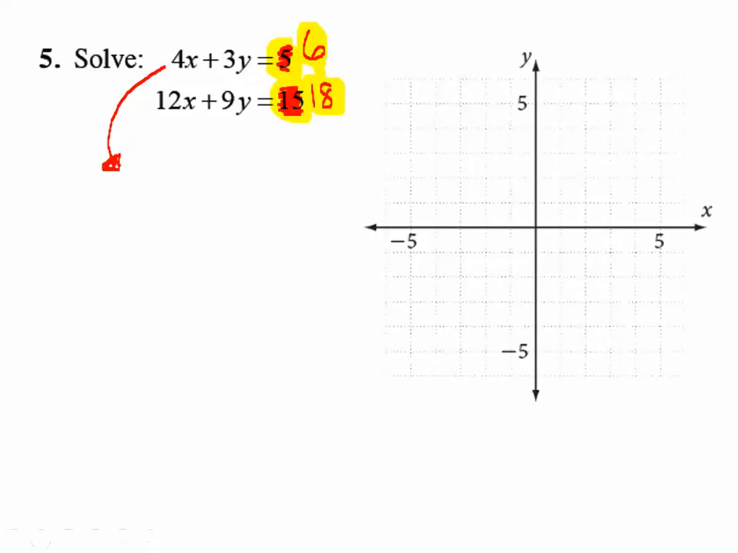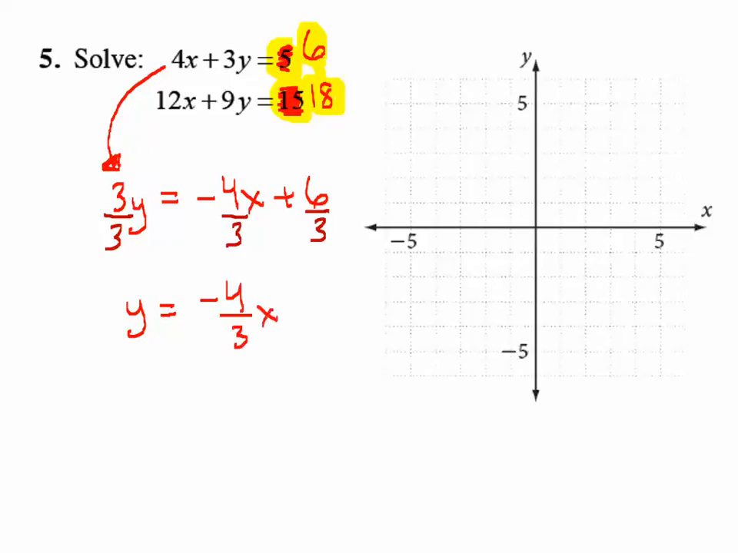What should I do first? Subtract 4x. Perfect. 3y is the only thing that's left on the left. So subtract 4x makes a negative 4x plus 6. And next, what should we do? Divide by 3. Divide by 3 is perfect. So we get y equals negative 4 over 3 x plus 6 divided by 3 is a 2. Perfect. Okay, all yours for the second equation. Solve that one for y as well.